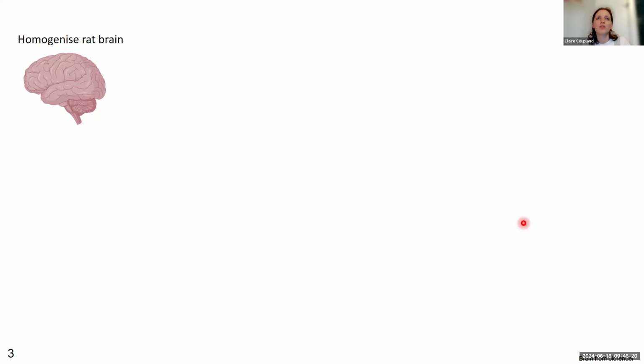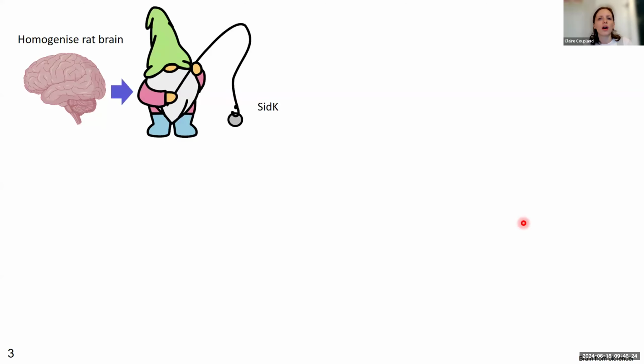We did this from a native source, so we homogenized a rat brain and then used our favorite target bait protein, SidK. SidK is a protein produced by the bacteria that causes Legionnaires' disease, and it binds to host V-ATPase to help the bacteria evade the immune system. We used this to isolate the V-ATPase on the synaptic vesicles.